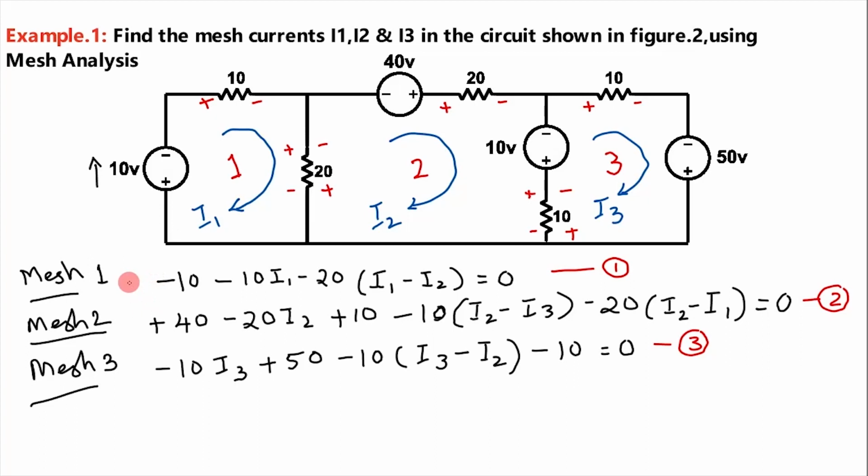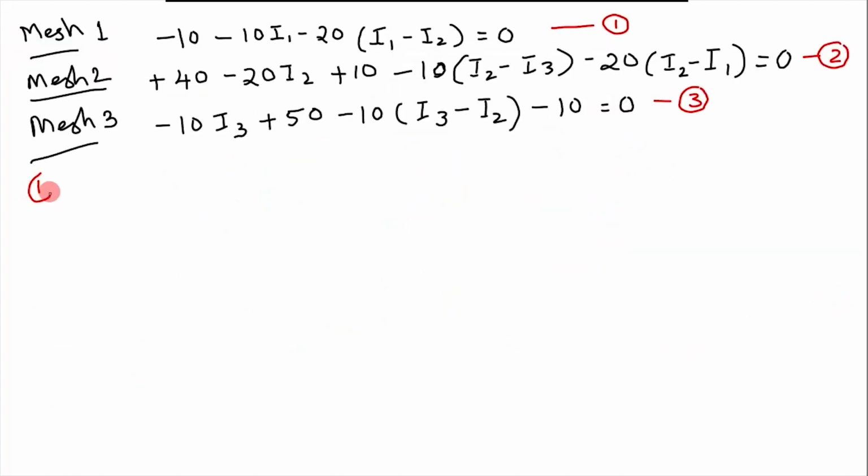Now we will take equations one by one, expand and simplify. Equation 1 can be written as, while expanding, minus 10 I1 minus 20 I1 plus 20 I2 is equal to 0.